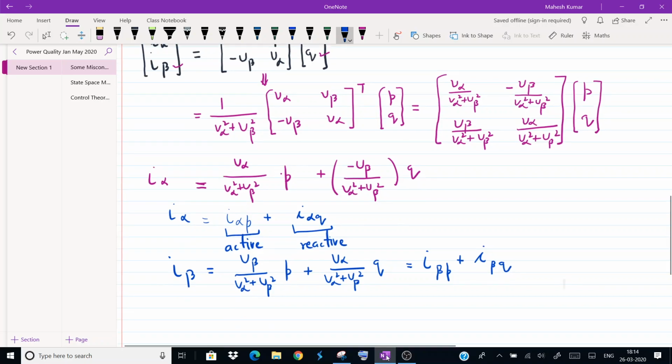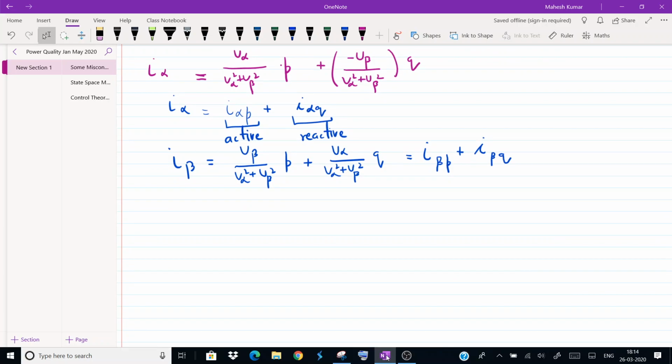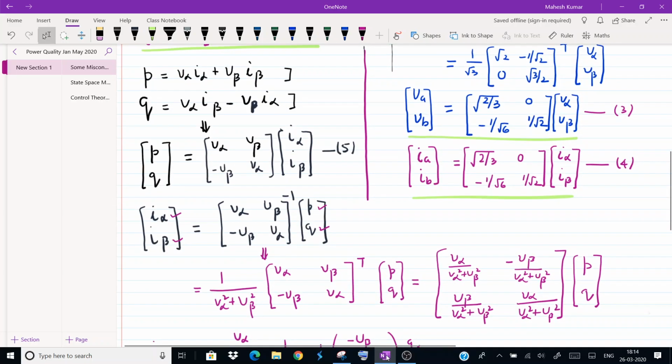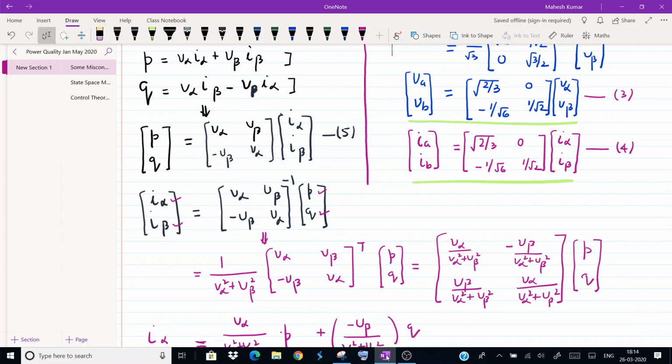Nevertheless, we have to express back these components in A and B form. So as I said in the beginning, these expressions tell that I alpha has two components. So we will use this expression, that is IA. We finally want to express the active and reactive components of alpha and beta in terms of the A and B active and reactive components.